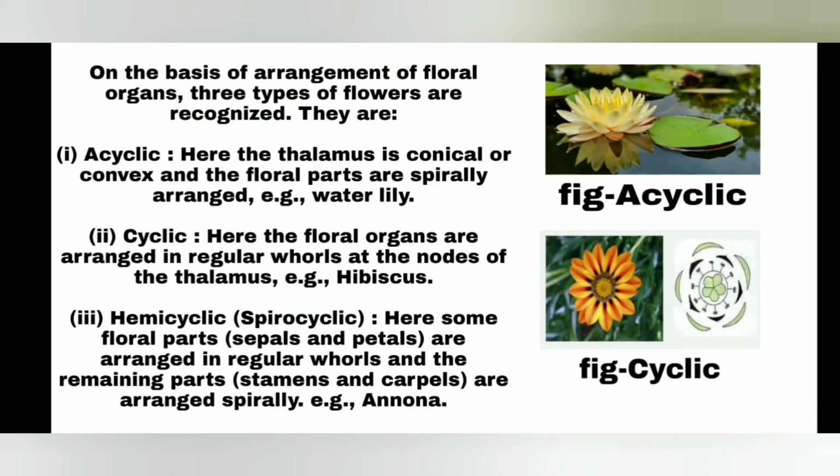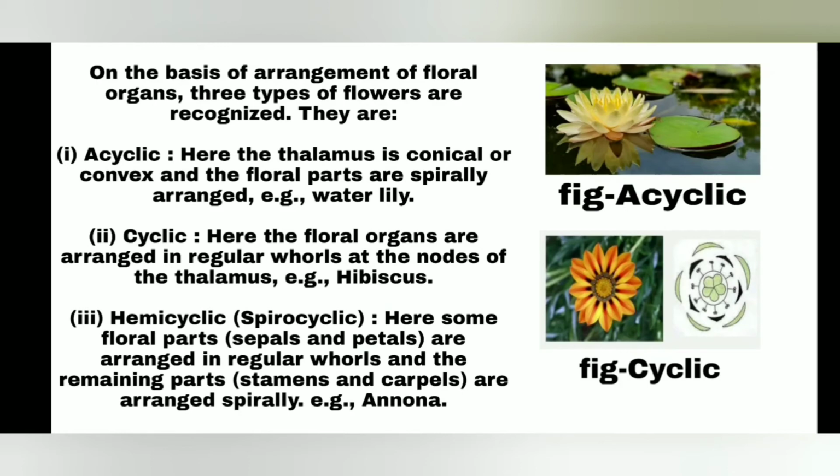On the basis of arrangement of floral organs, three types of flower are recognized. They are number 1, acyclic. Here the thalamus is conical or convex and the floral parts are spirally arranged. Example, water lily. Number 2, cyclic. Here the floral organs are arranged in regular rows at the node of the thalamus. Example, hibiscus.